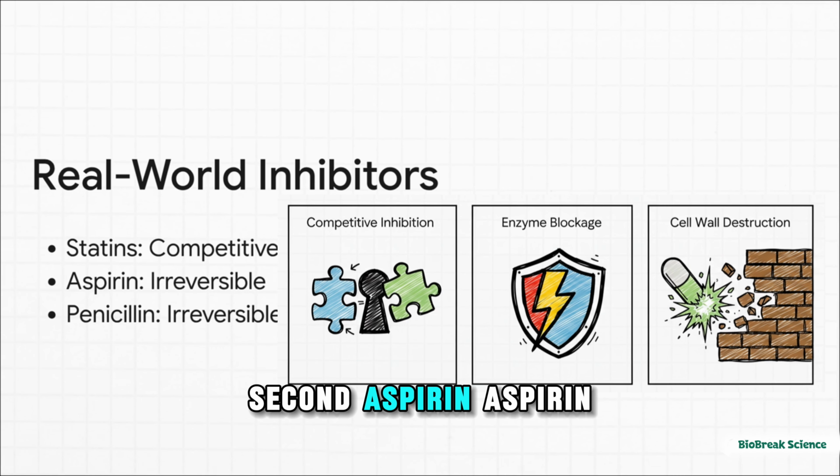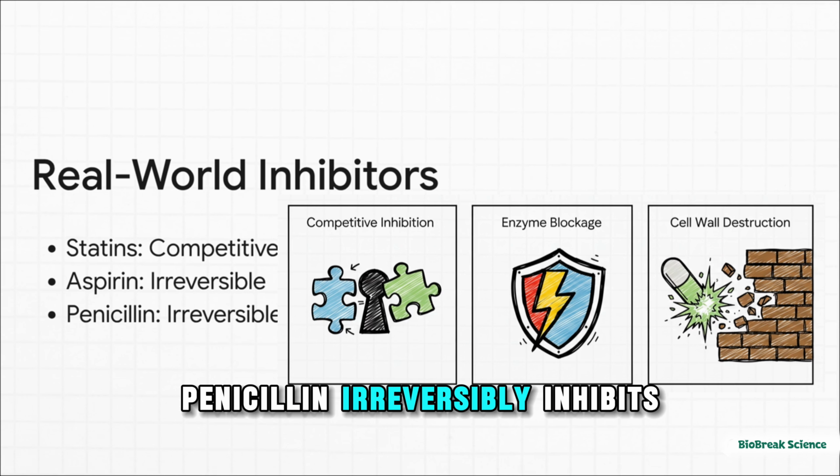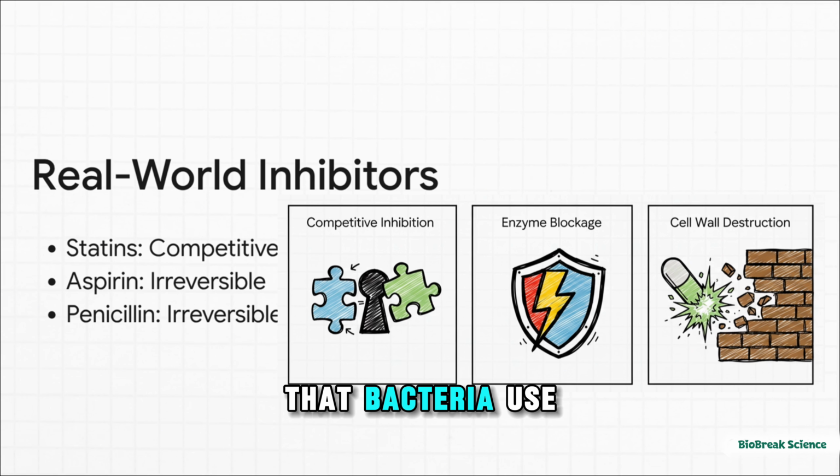Second, aspirin. Aspirin irreversibly inhibits COX enzymes to stop pain and inflammation in the body. And third, penicillin. Penicillin irreversibly inhibits the enzymes that bacteria use to build their cell walls. Without those walls, the bacteria just burst. Knowing these specific real-world examples gives you incredible context when you're reading through complex exam passages, because you instantly understand the actual biochemistry behind the medicine.